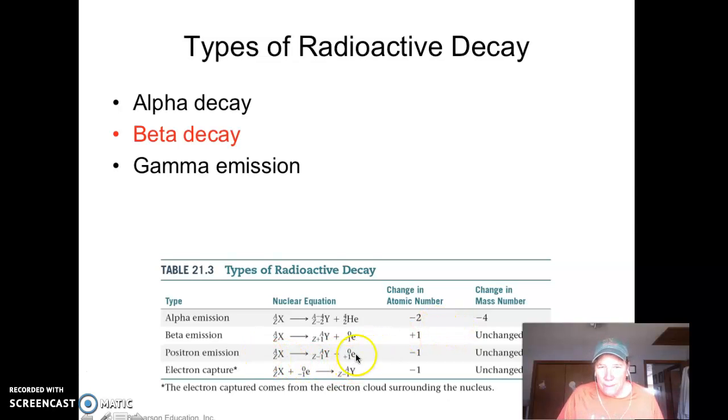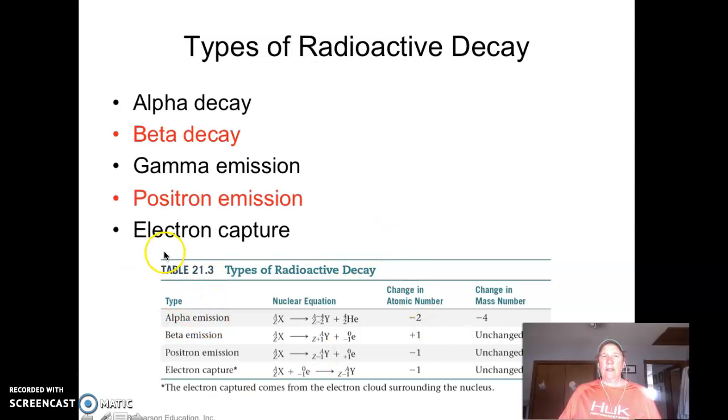A beta, what happens is you're not going to get a change in the mass number because an electron doesn't really have a mass, but you're going to get 1 change in the atomic number. And then there's a positron and there's electron capture. Again, I'll show you all these in a few minutes here. They don't really work with the gamma one because there's really not a change. It's a very, very high energy particle.